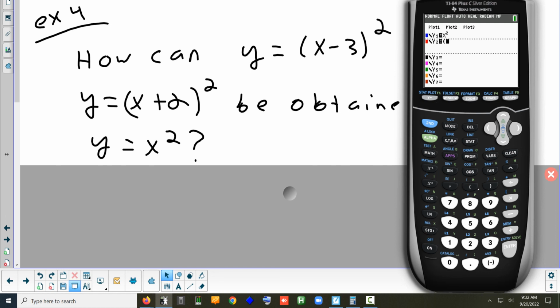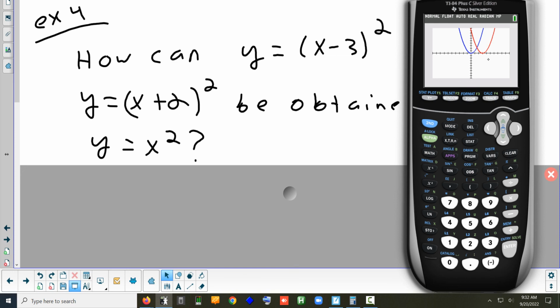So if we put in x minus 3 squared, you might think because it's a minus, you think of a number line, minus goes to the left. But it doesn't work that way. There's the original. A minus 3 is going to push the vertex to the right 3.